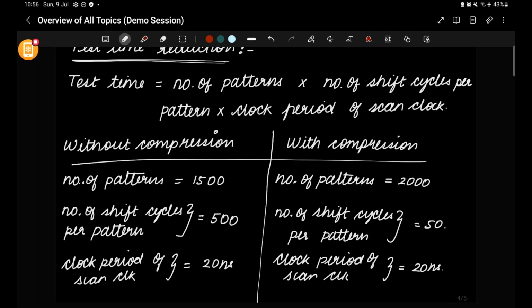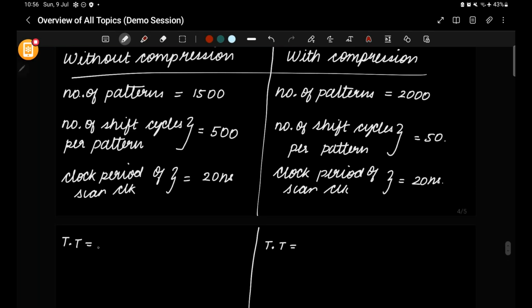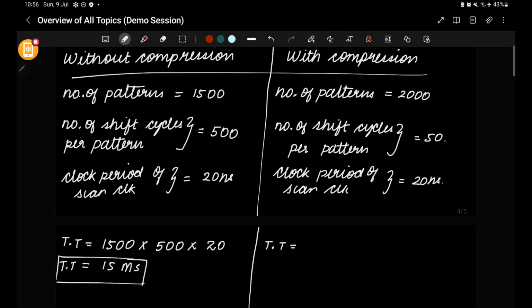So here you need to just substitute these values. Number of patterns will be 1500, number of shift cycles per pattern will be 500, and clock period of scan clock will be 20 nanoseconds. If you simplify everything, you'll get 15 milliseconds. And here you just substitute: number of patterns is 2000, number of shift cycles per pattern is 50, and this is 20 nanoseconds. So this will be 2 milliseconds.